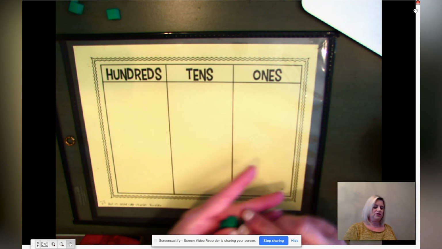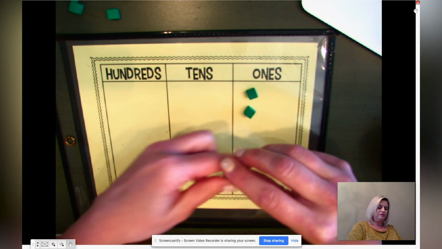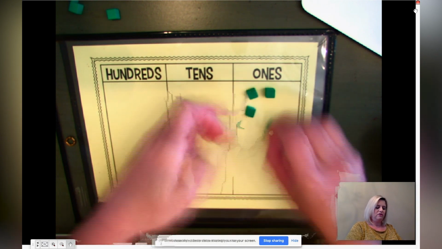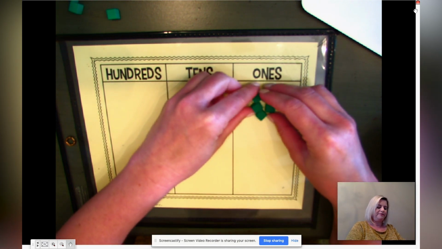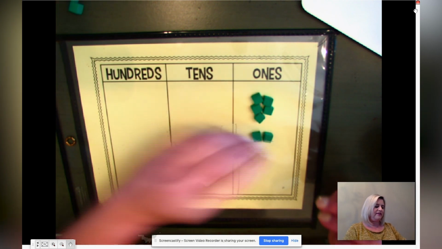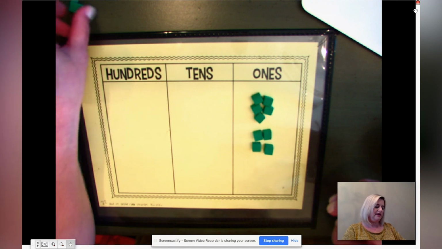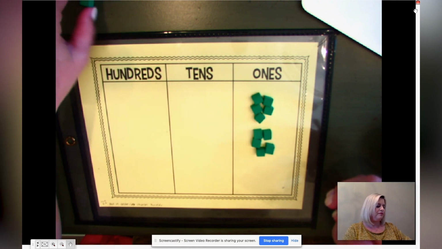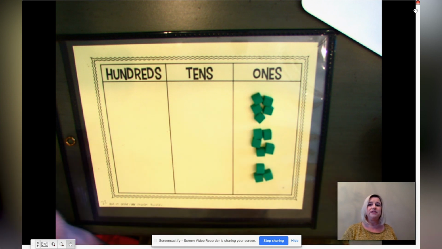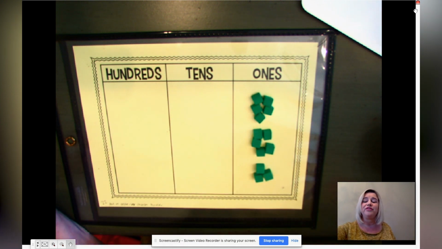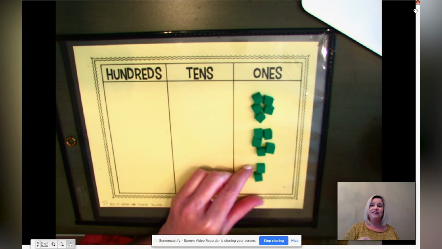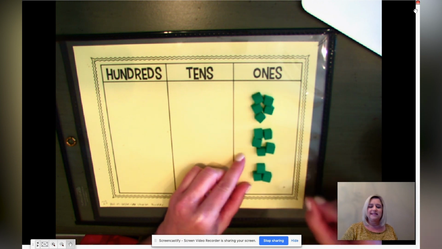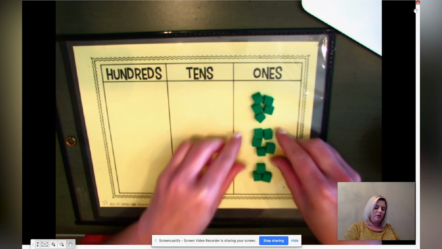So let's count. 1, 2, 3, 4, 5, 6, 7, 8, 9, 10, 11, 12, 13. Remember, we have 13 pieces of gum, and I'm modeling this for you, and I put all of these in the ones column because they are ones. They're individual. Now, let's think, what are all the different ways that we can write these?